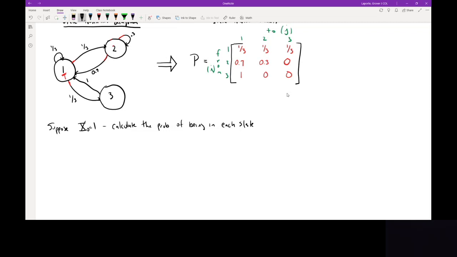Let's go after 2 steps, the same thing the book did. You can look at the chart here and tell me what it's going to be for 1 step. For 1 step, it'd just be 1/3, 1/3, and 1/3. But after 2, what would that look like?